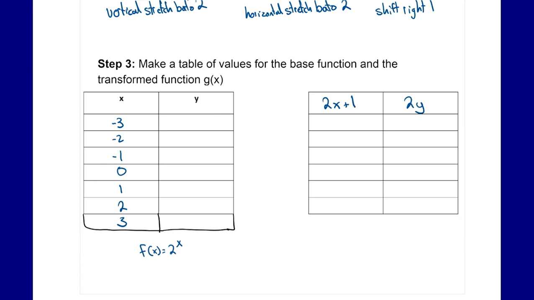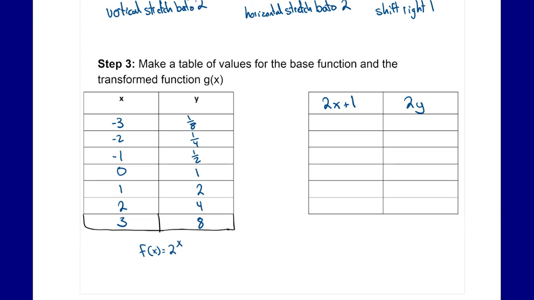So 2 to the power of -3 is 1 over 8. 2 to the power of -2 is 1 over 4. 1 over 2, 1, 2, 4, and 8. So all I'm doing is plugging each x value into this function. Or you can think of it this way: if my b value is 2, that means it doubles. So I'm just starting off with one value and it's doubling every time.